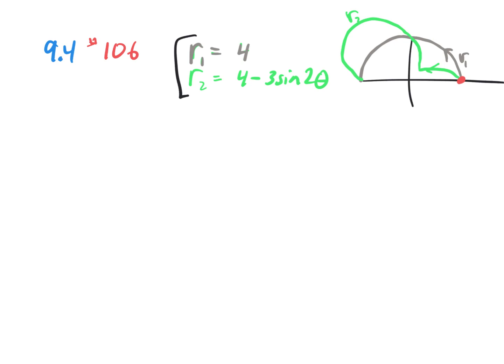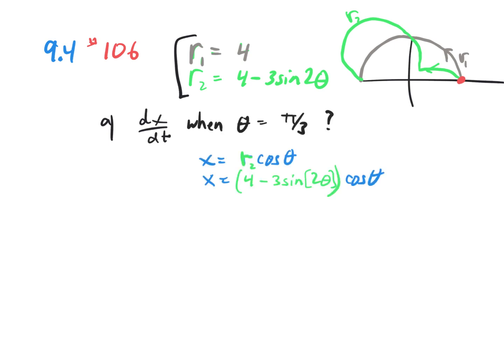All right, and then part A, they ask us for dx/dθ when theta is pi over 3. And they're asking specifically for this curve, R2. So we know that x is r cosine of theta, and therefore x is equal to this function of theta, and dx/dθ is what they're asking for.